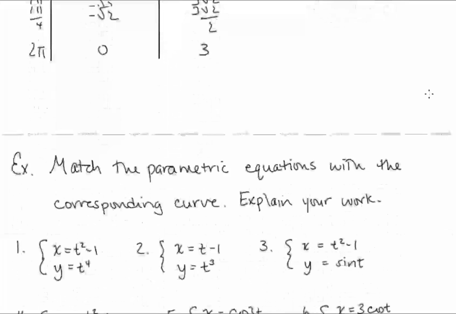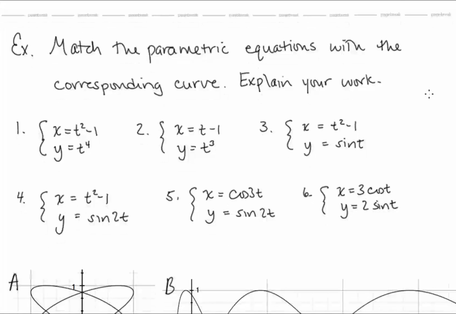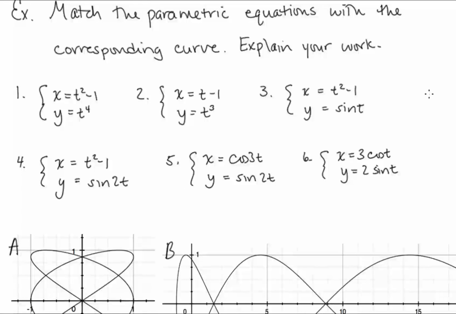Let's take a look at a matching problem now. Match the parametric equations with the corresponding curve. Explain your work. Okay, let's take a look at the equations we have. We have x equals t squared minus 1, y equals t to the 4th. X equals t minus 1, y equals t to the 3rd. X equals t squared minus 1, y equals sine t. X equals t squared minus 1, y equals sine 2t. X equals cosine 3t, y equals sine 2t. And x equals 3 cosine t, y equals 2 sine t.